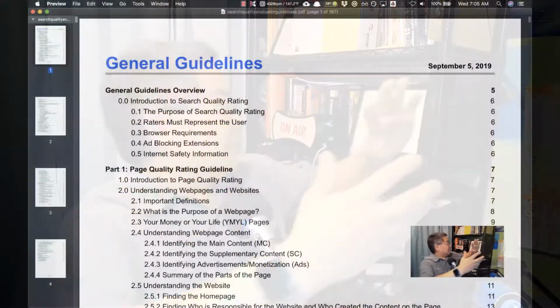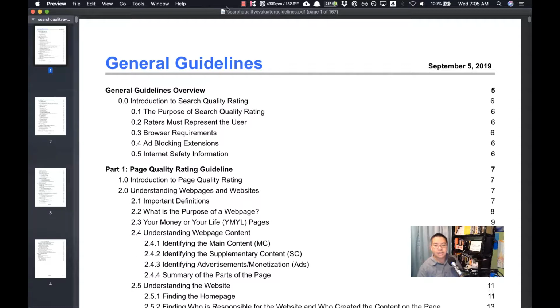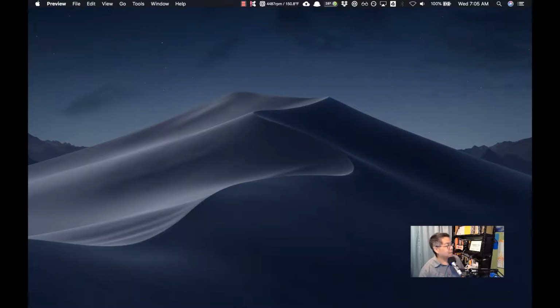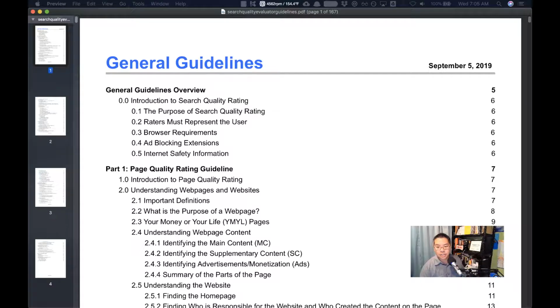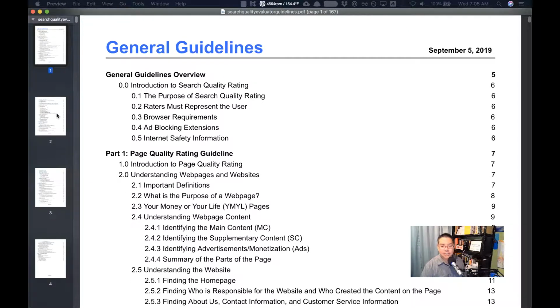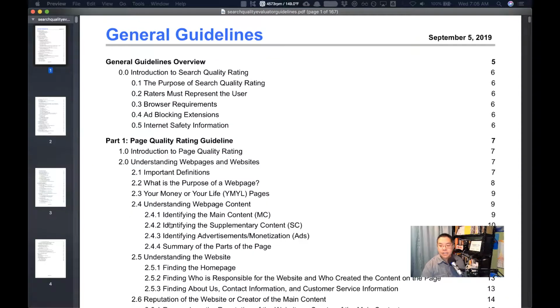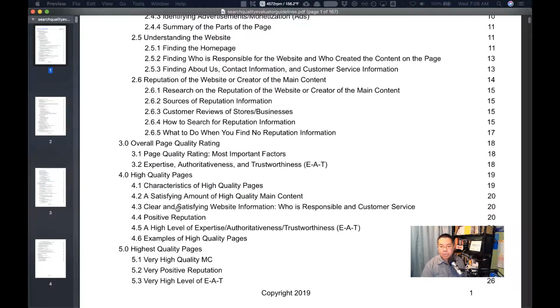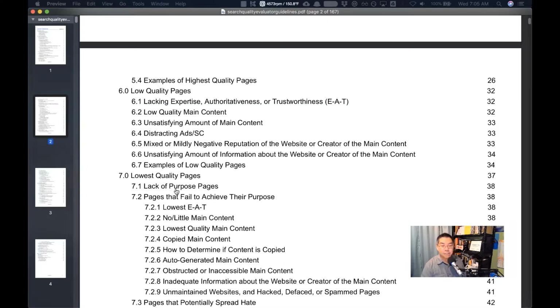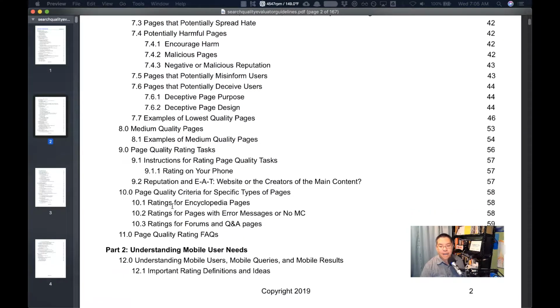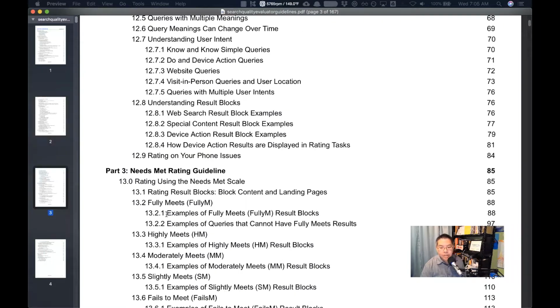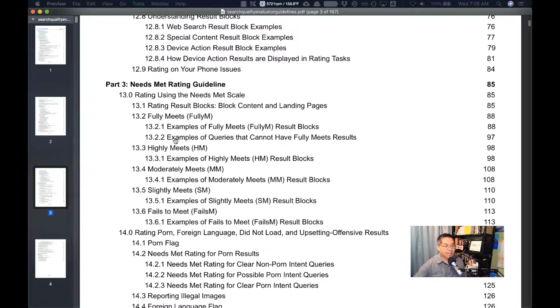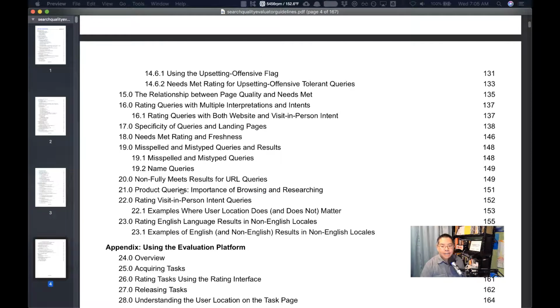Let's bring this up here. This is the search quality guidelines document. This thing is massive, right? It is a large chunk of text that Google explains in 167 pages how it wants the people who it has hired to evaluate web pages. So they talk about finding the website, page quality, what constitutes high quality pages, what constitutes low quality pages, how to rate specific types of pages, understanding mobile needs, understanding whether a page fits the intent of its queries.